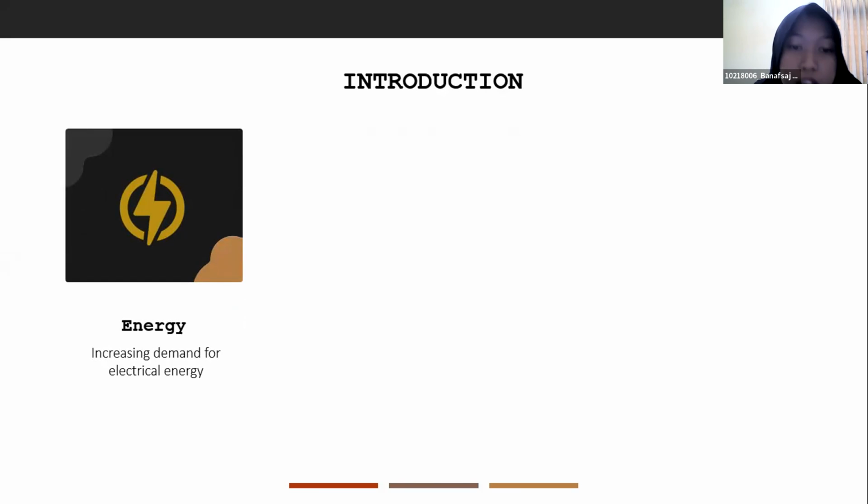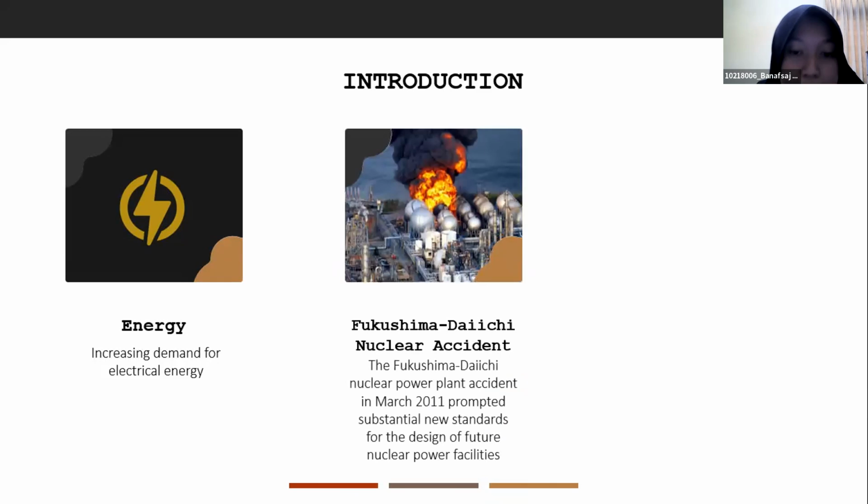energy source. The reactor design is evolving, taking into account a variety of factors in order to produce the ideal reactor. One of the most critical factors to consider while designing a reactor is safety. This requirement must be met by analyzing the probability of accident in the design of nuclear reactors. The Fukushima Daiichi nuclear accident in March 2011 prompted substantial new standards for the design of future nuclear power facilities.